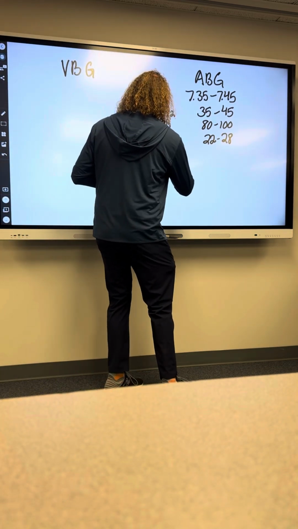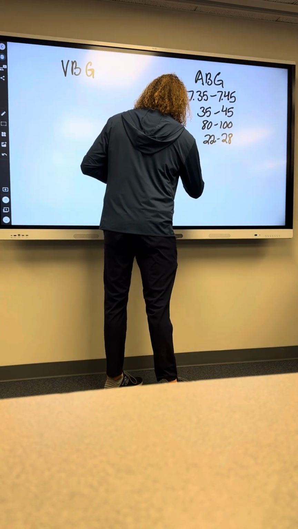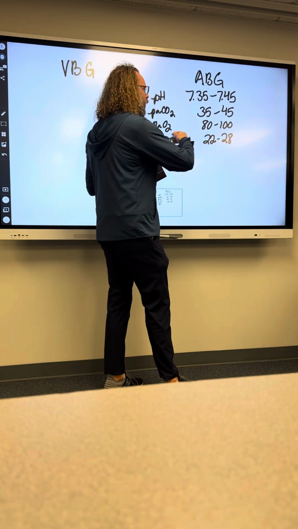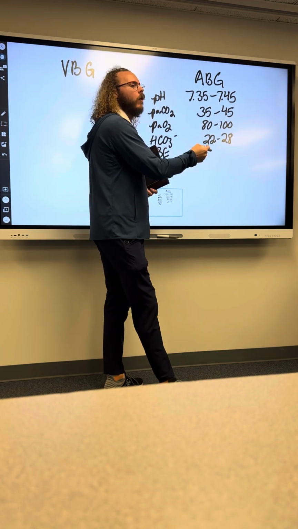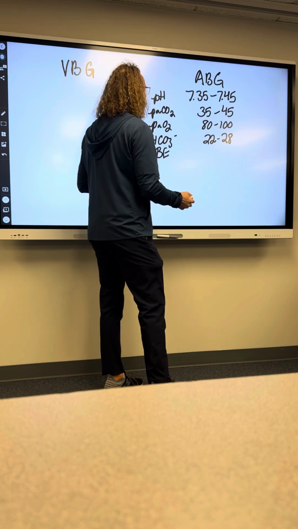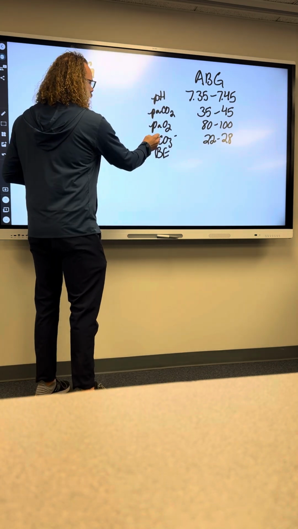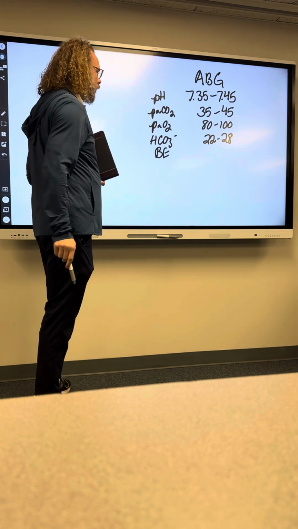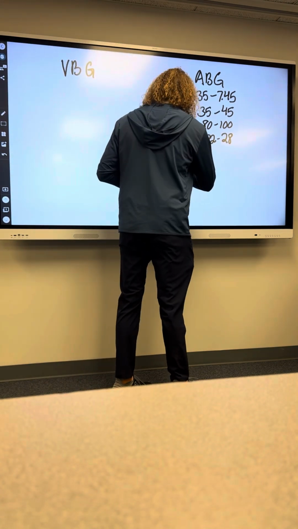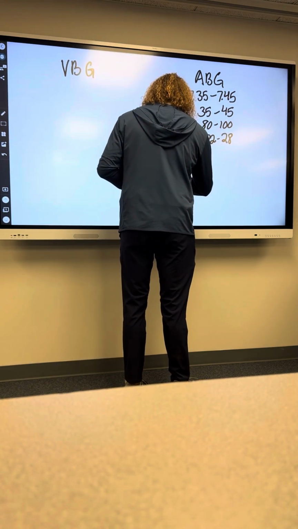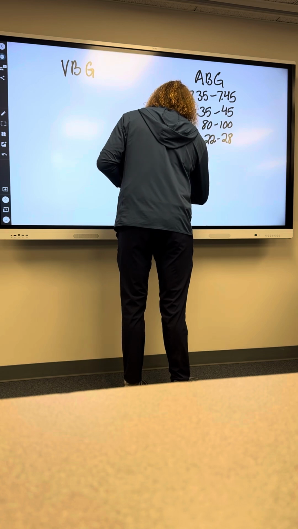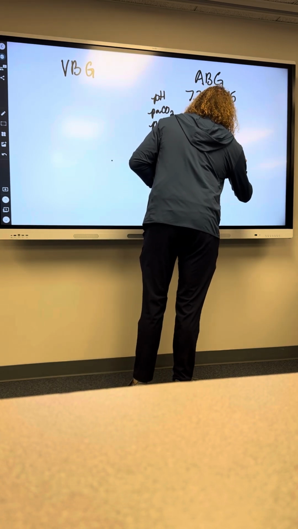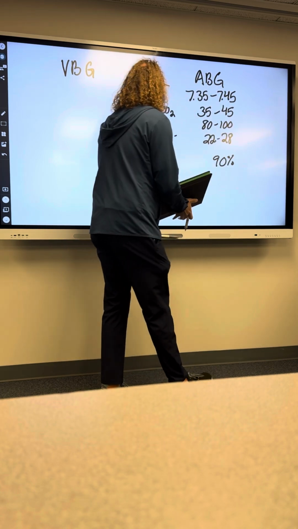And then base excess just follows and tells us which direction, is it more metabolic or more respiratory. This is the kidney makeup of it with the bicarb, and then CO2 is the lungs making up of it. And then SO2 should be 90% or greater.